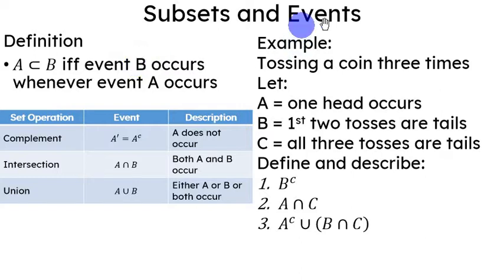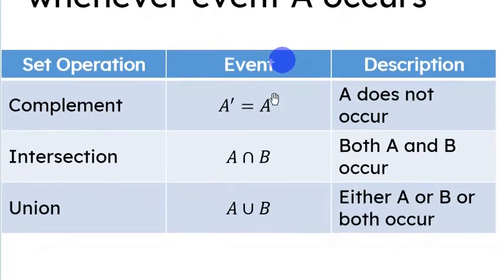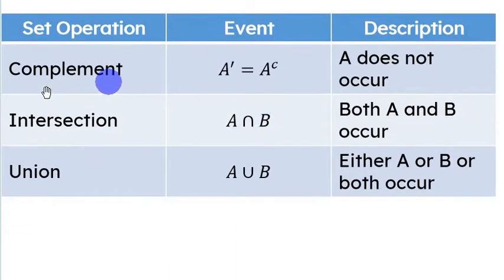And since we're talking about events as subsets, let's look into the different set operations so we can liken them as well to events in probability. Let's take a closer look. There you go. So, when we talk of a complement of a set, that would usually mean every element in the universal set except the elements in set A. In probability, that means that event A does not occur.